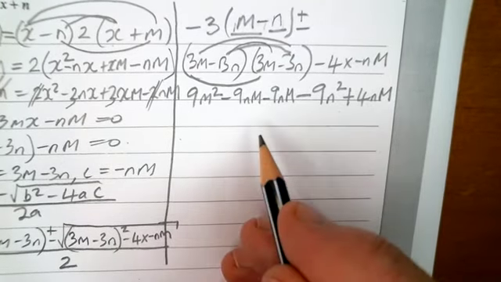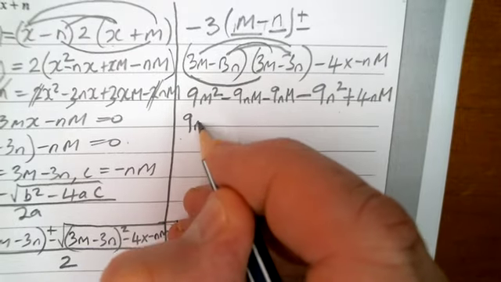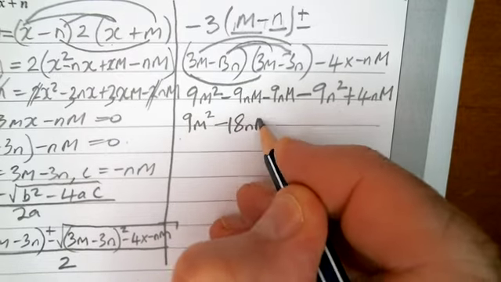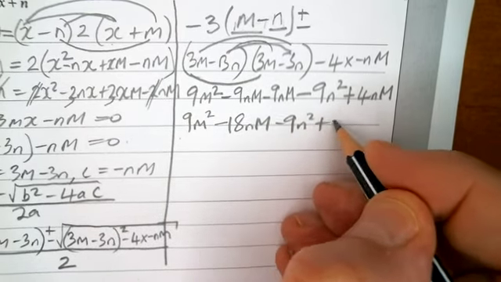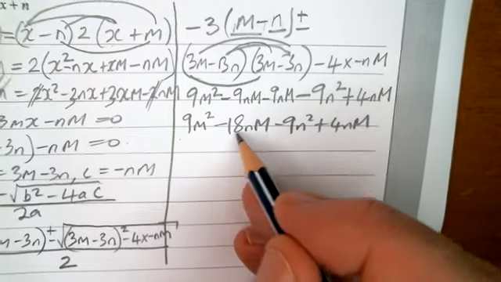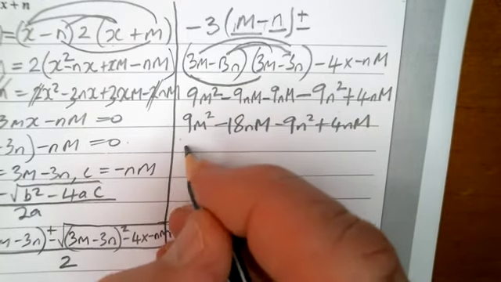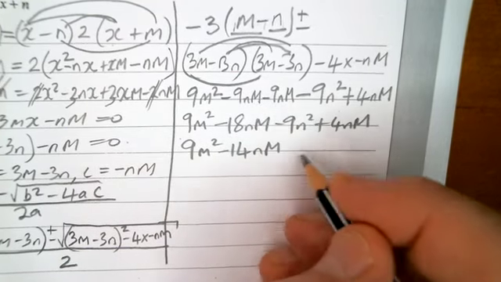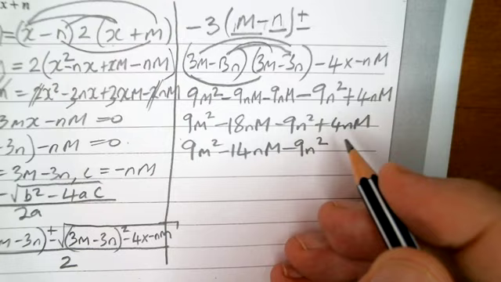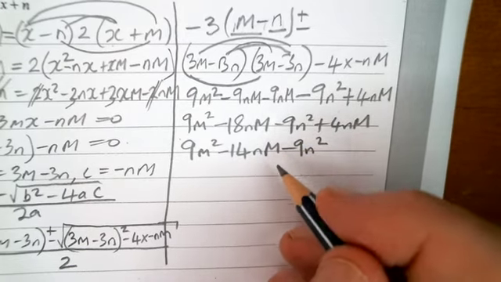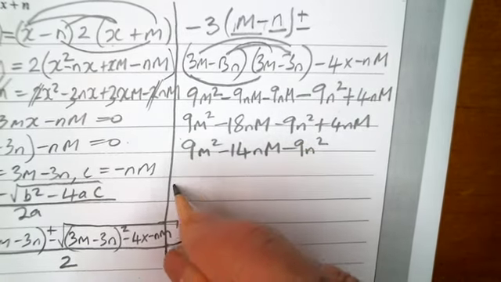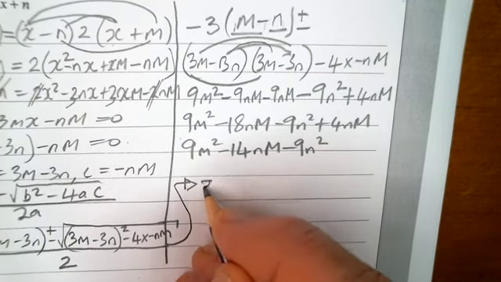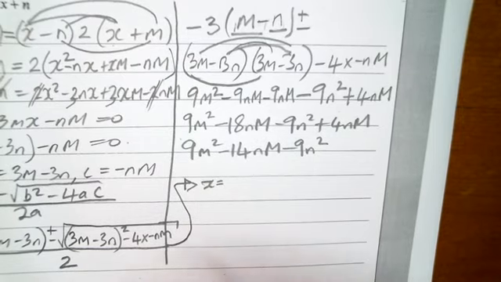Okay, so let's group all this together. We've got 9m squared, minus 18nm, minus 9n squared, plus 4nm. Negative 18nm and plus 4nm means we end up with 9m squared minus 14nm minus 9n squared. So all that means x equals, now we're going to try and squish all this in.